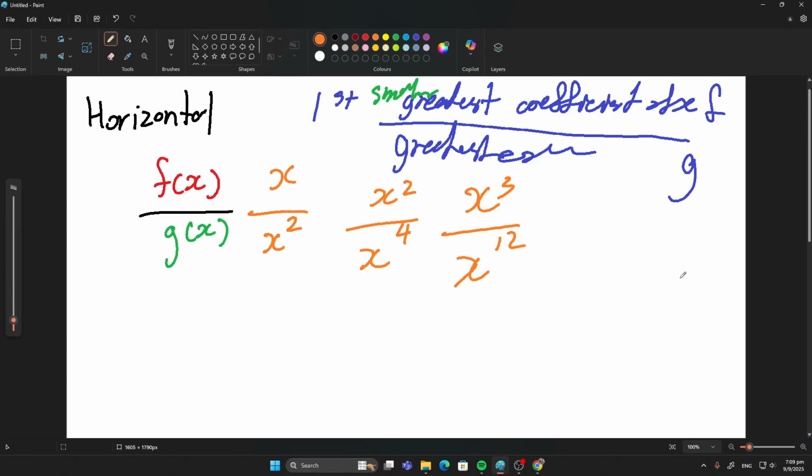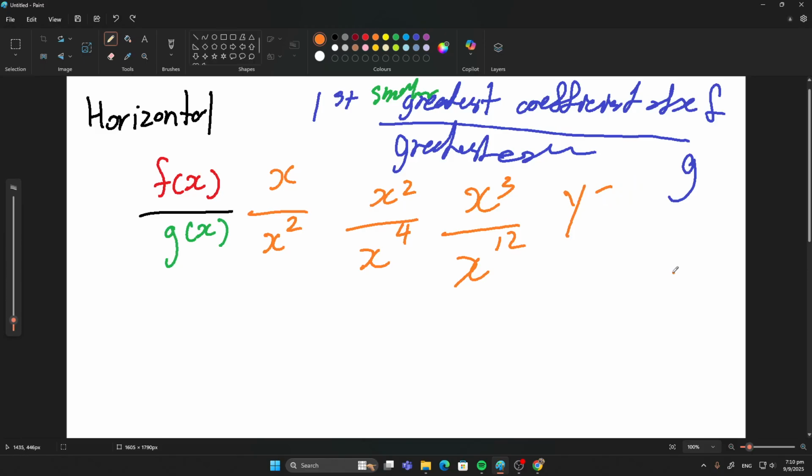Obviously you can't divide the top by the bottom, right? You just essentially get a fraction. Like for example 3 over 12, it's still 1 over 4, you still get a fraction. Alright, so in this case your horizontal asymptote equals 0.